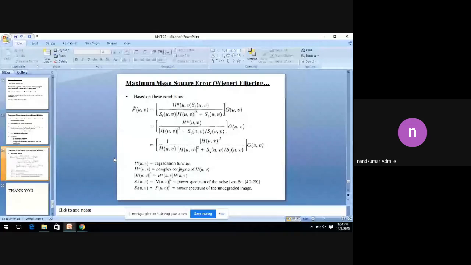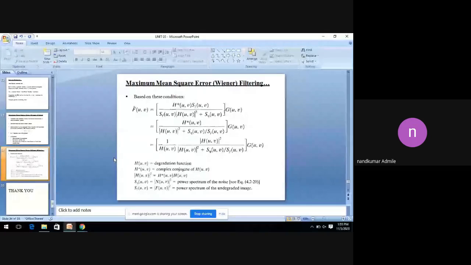And for estimating the degradation function, we can study three different techniques. So it is related to the two types of filter: simply the mathematical equation and its representation with the degradation function H of uv.